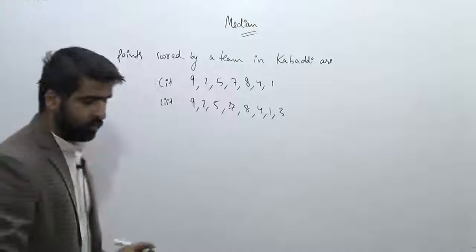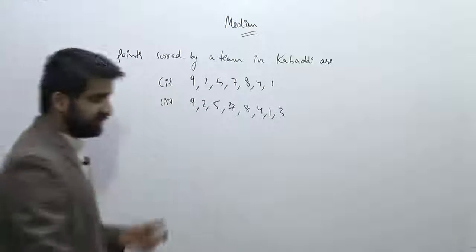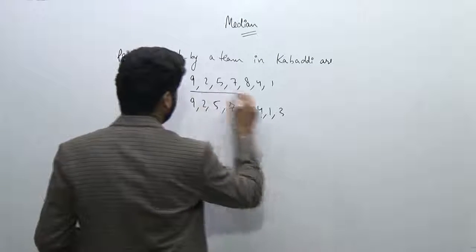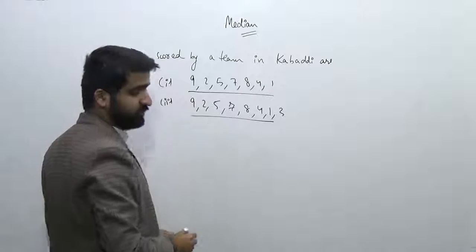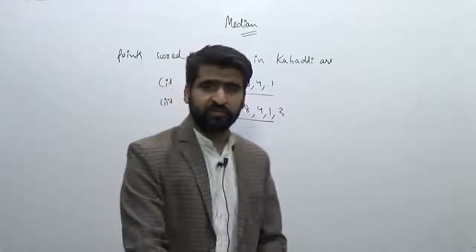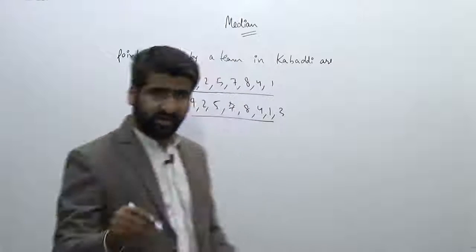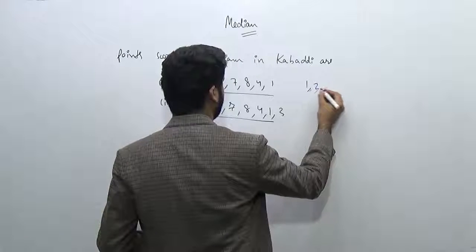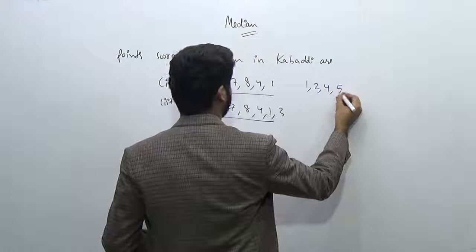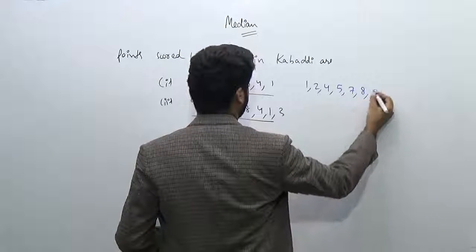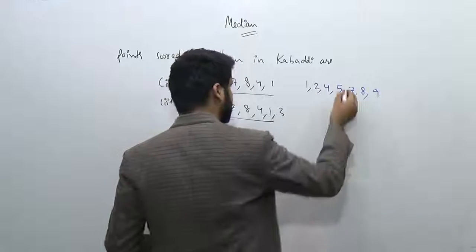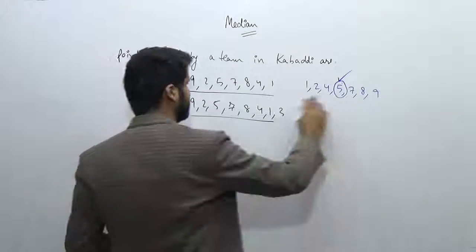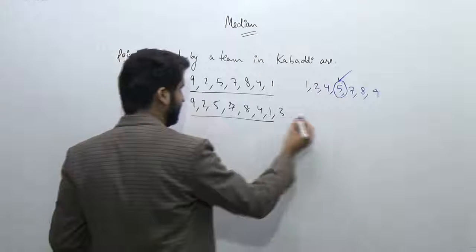Now you have to find the median in both cases. So can you tell me what is the median of this one? First of all, I told you what the first step is: write these terms in ascending order. In ascending order, I will get 1, 2, 4, 5, 7, 8, 9. Now can you tell me what is the middlemost term? It is 5. So the median in this case will be equal to 5.